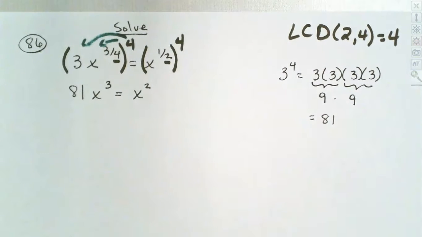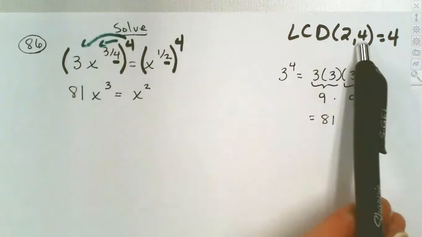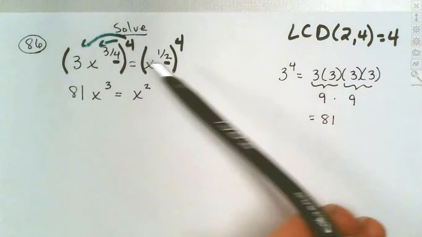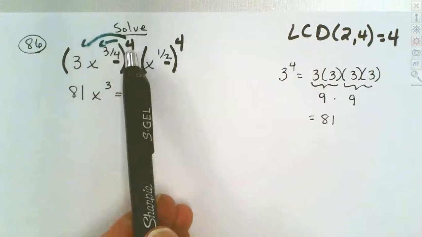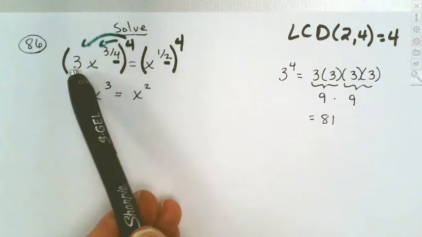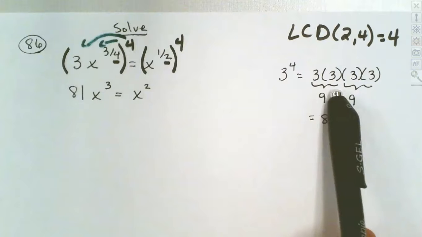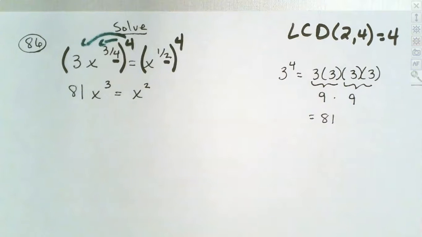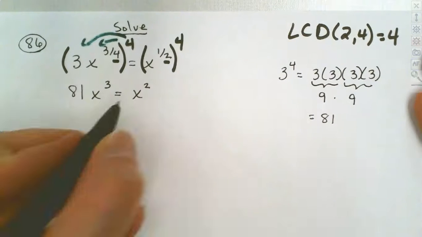Does everyone kind of see what we're doing here? So we just had to take both sides to the 4th power because my fractions are 2 and 4 in the denominators. Now, when that 4 goes through, it's not 3 times 4, it's 3 to the 4th power over here. So then we write it out 4 times and multiply.